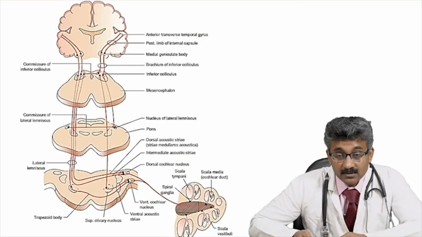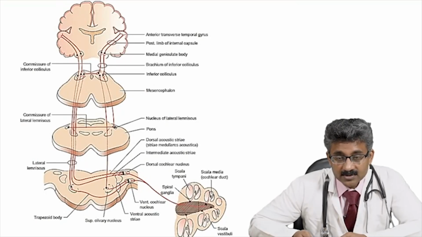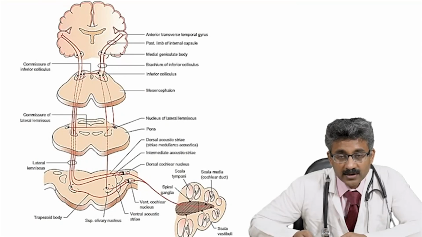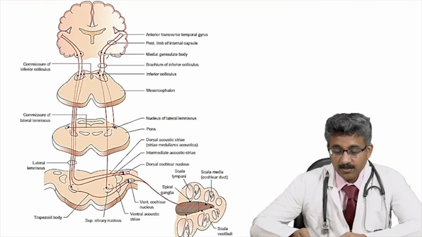So I repeat: the spiral ganglia in the cochlea will go and synapse in the ventral and dorsal cochlear nuclei in the brain stem. Then they decussate and synapse in the superior olivary nucleus. From there they ascend as the lateral lemniscus and synapse in the inferior colliculus, and from there they go to the temporal lobe. Okay, this is about the cochlear pathway.